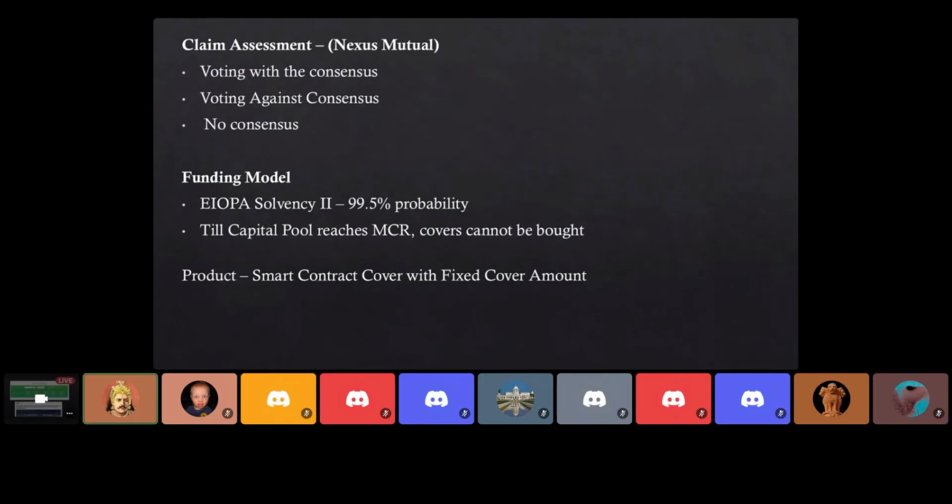And related to the funding model, they're also following the solvency to 99.5% probability model, so backup capital is being dedicated for that. And the product that they have started is smart contract cover with a fixed cover amount. So whether a parametric event has happened or not is just an answer of yes or no. If yes, the payout will be paid. If no, the payout will not be paid. So it is not assessing the level of damage and then paying out. It is just assessing whether the damage has happened or not.